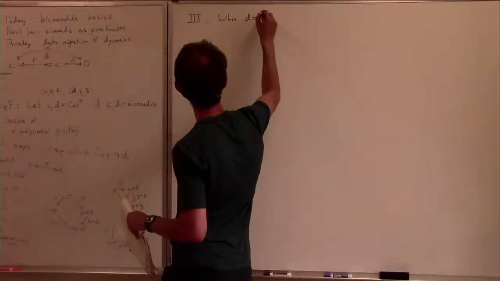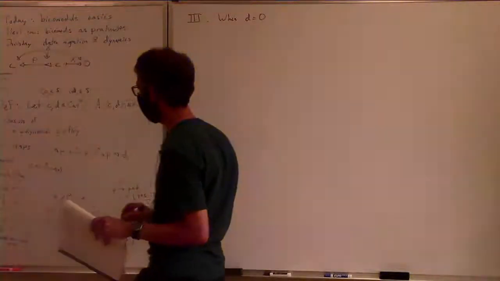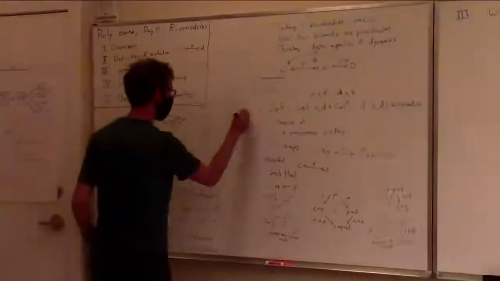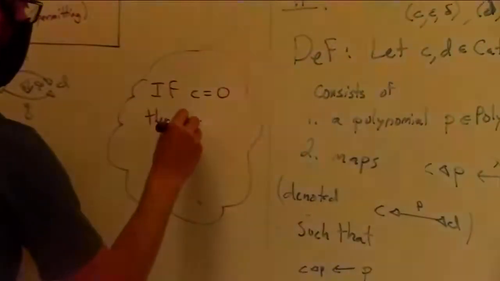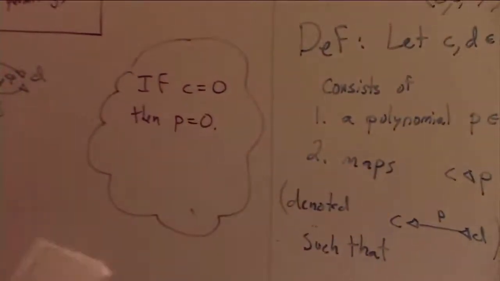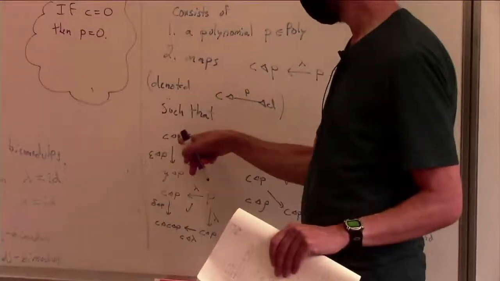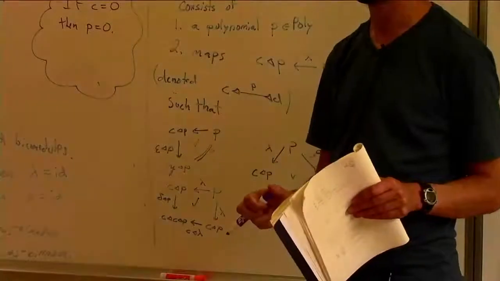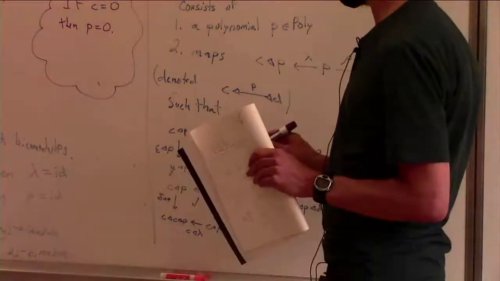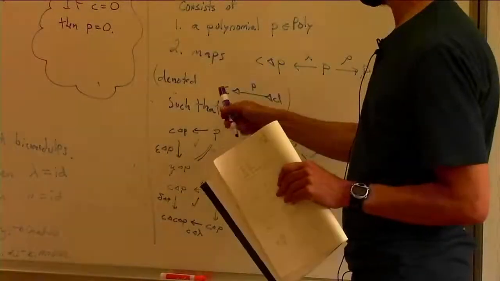Oh, you know what I could do is say, what if C was 0? So really quickly, if C equals 0, then P equals 0. And the reason is because if I need a map from P to C composed P, well, 0 composed P is 0. And to get a map from a polynomial to 0 is impossible unless P is 0. So there's only one CD bimodule when C is 0. If that's 0, you're done. P is automatically 0.